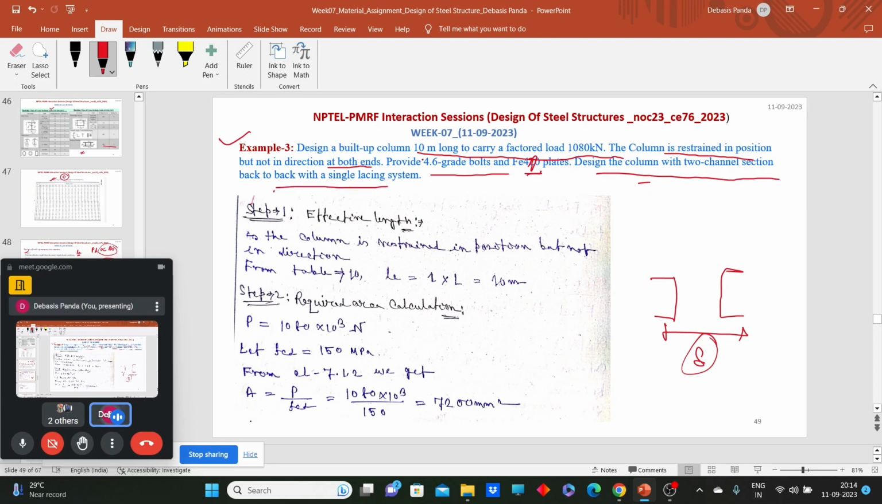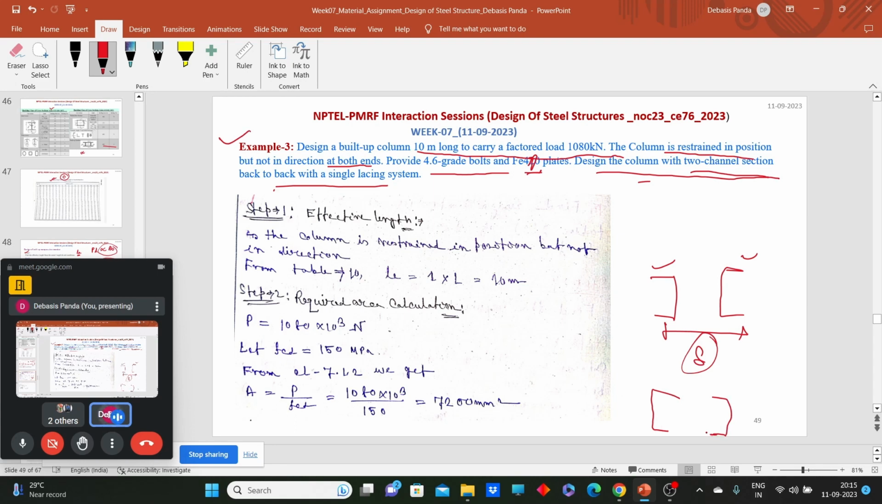Today we will not talk about the lacing system, focus on this thing. Two channel sections, so we need to consider two channel sections for this built-up member, and we need to place them back to back. This is the back to back position, and if we place them like this, it is the face to face or toe to toe position. We will discuss in detail when we will place back to back and when toe to toe, what will happen and what parameters will be influenced by this positioning.